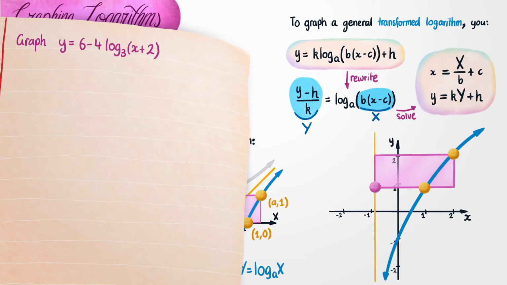So suppose I wanted to graph y equals 6 minus 4 times log base 3 of x plus 2. To do that, the first step is to rewrite it in this form, where capital Y equals log base 3 of capital X. So that means I need to get this log base 3 on its own. So to do this, I'm going to need to subtract 6 from both sides, and then I'm going to need to divide by minus 4. So now I can immediately infer that y minus 6 all over minus 4 is the same thing as capital Y, and then x plus 2 is the same thing as capital X.